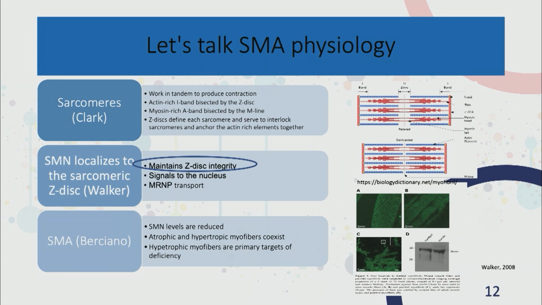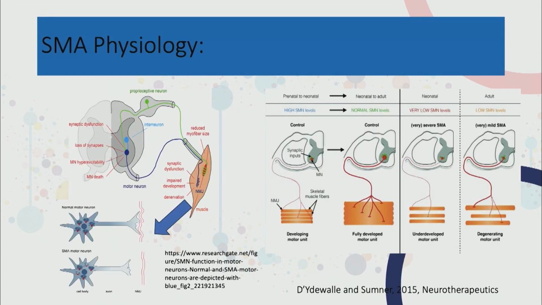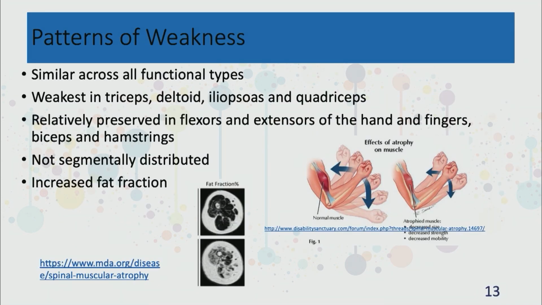Atrophic and hypertrophic myofibers coexist, and the hypertrophic myofibers are really the primary targets of deficiency. We see the myofibrils reduce in size. We also see, and we've talked about this already this morning, impairments occurring at the level of the neuromuscular junction. And I think we're all pretty familiar with the motor neuron degeneration seen in this condition. But it's helpful to keep in mind what the result is: this classical pattern of muscle weakness, with a muscle that is small, weak, and immobile.